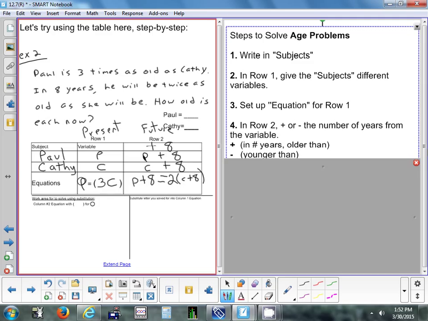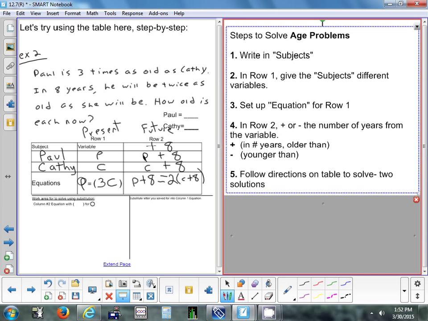And today, row 1 will always be present, but row 2 could be past. Might not always be future. Could be past. This is a future problem because of what it said, right? In the number of years. Now, down. Row 5, or step 5.